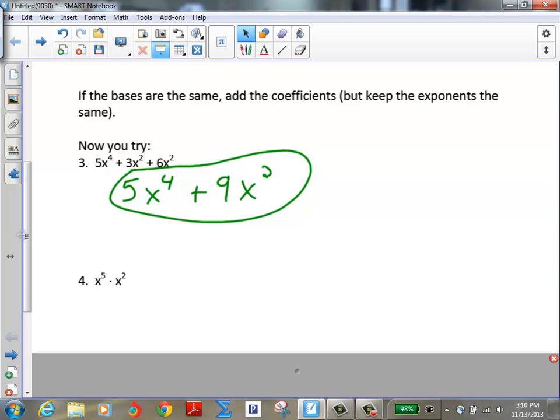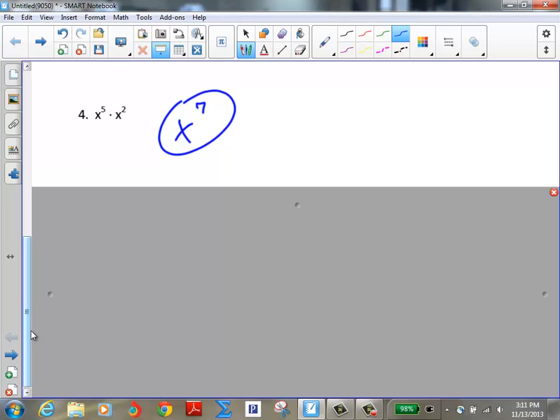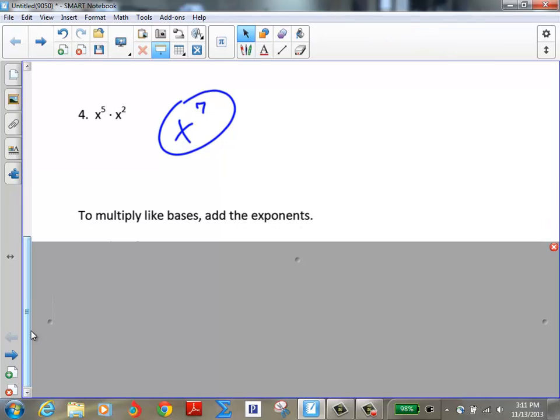Moving on, we're looking at what to do when you are multiplying like bases. When we multiply like bases, we just simply add the exponents. So x to the fifth times x squared. 5 plus 2 gets me 7. So we're left with x to the seventh. There's your rule.